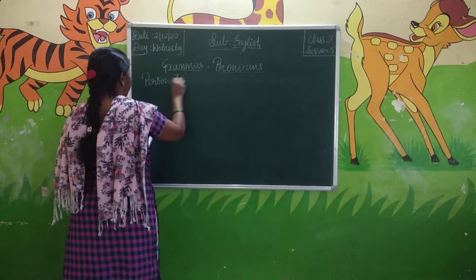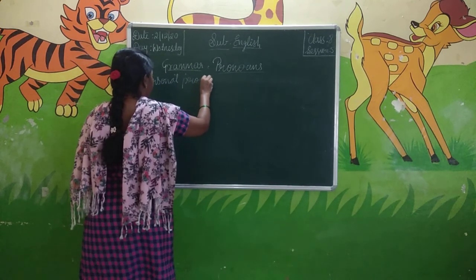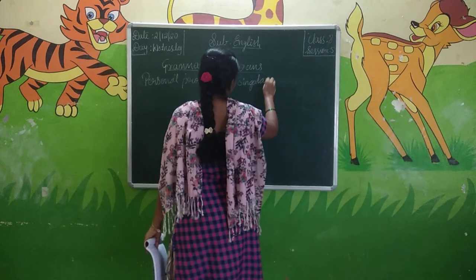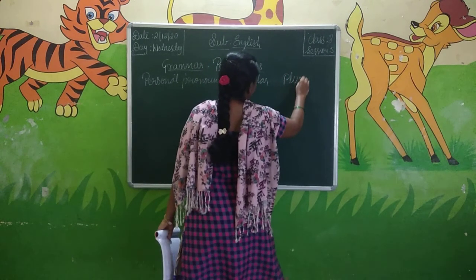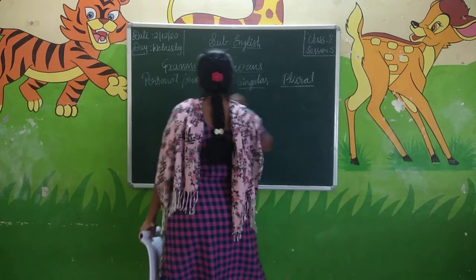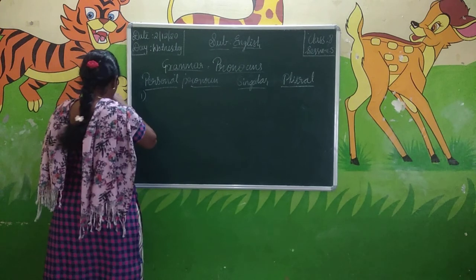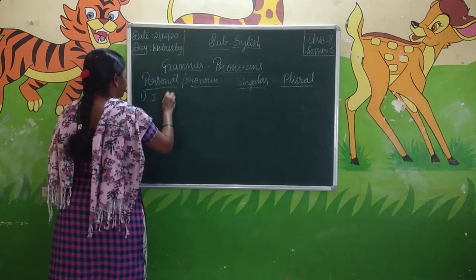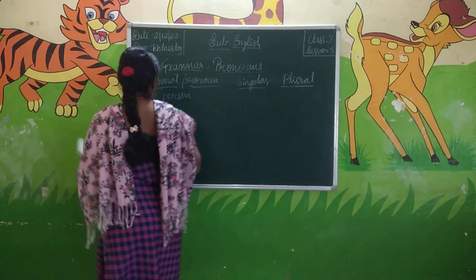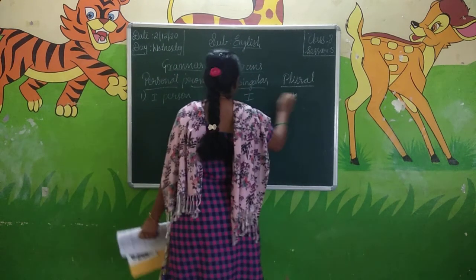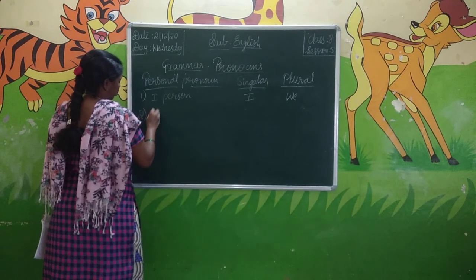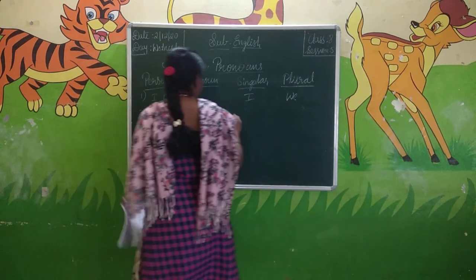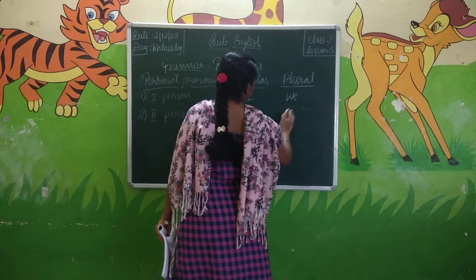Personal pronouns have a singular form and a plural form. Here it is singular, it is plural. First person: I, we. Second person: you. Plural form also you.